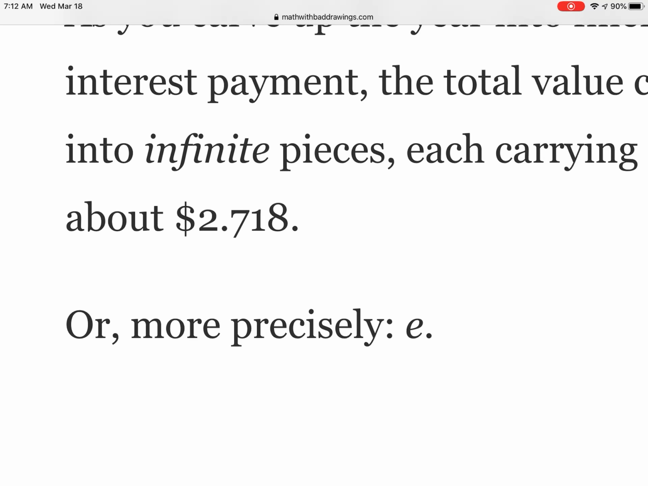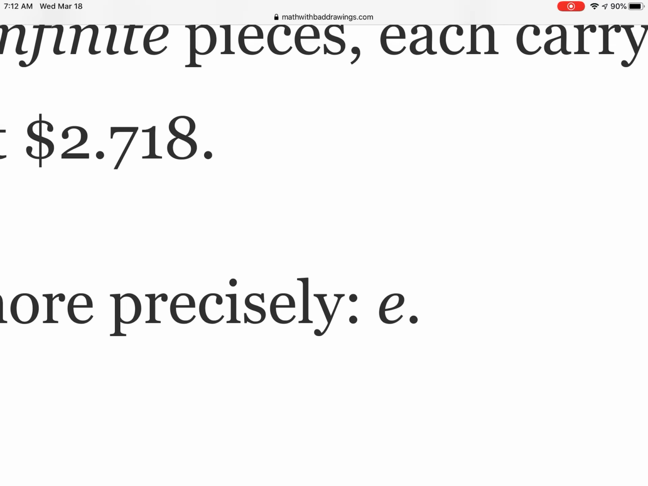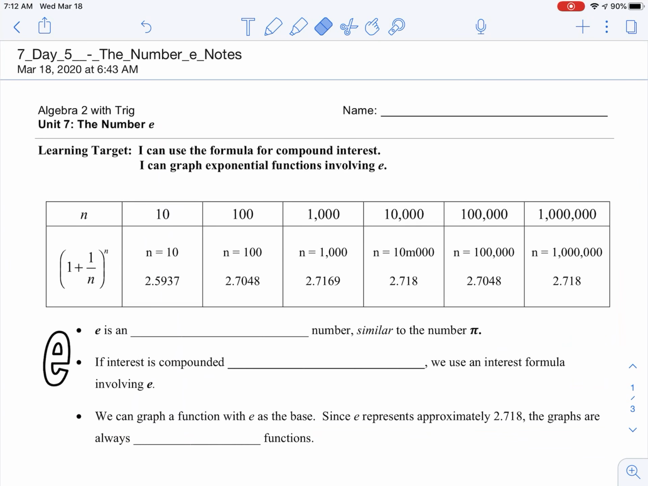For right now, we'll be using, and it looks like a variable, this idea of E, and we're not going to fill in 2.718 each time. We're going to use E in place of that. So if you go to today's notes, you'll see that that's basically what this table's talking about, this idea of approaching this value of E.